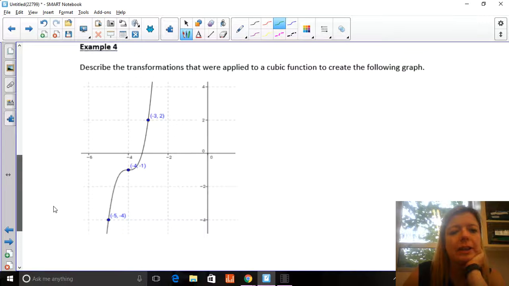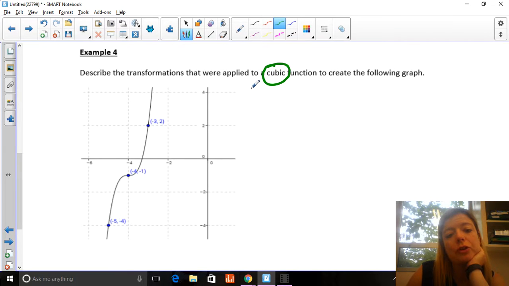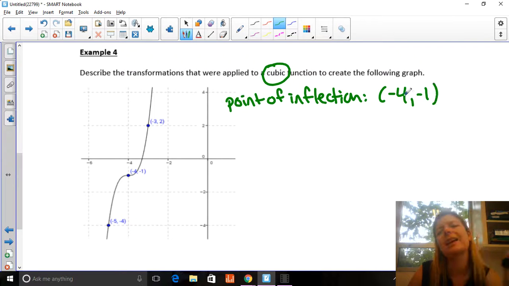Then you may have a question like this, where it gives you the picture of a transformed function and expects you to describe the transformations that were applied. So notice that this is a cubic function. The first thing to look for is its point of inflection, or the point where it's changed its shape. So notice that it's at -4, -1. So the point of inflection is at -4, -1.